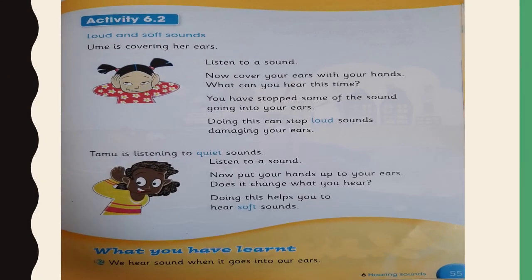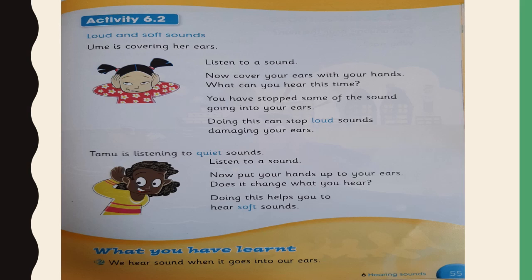Now look at your learner's book on page 55. Loud and soft sounds. There are two pictures here. The first one is Yume, who is covering her ears. Listen to a sound. Now, cover your ears with your hands. What can you hear this time? Have you stopped some of the sounds going into your ears? Doing this can stop loud sounds from damaging our ears.